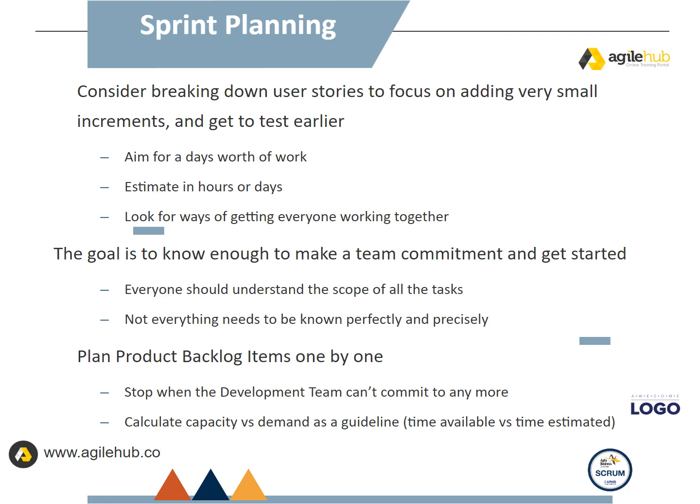The goal is to know enough to make a team commitment and get started. Everyone should understand the scope of all the tasks. Not everything needs to be known perfectly and precisely. Plan product backlog items one by one. Stop when the development team can't commit to any more. Calculate capacity versus demand as a guideline.